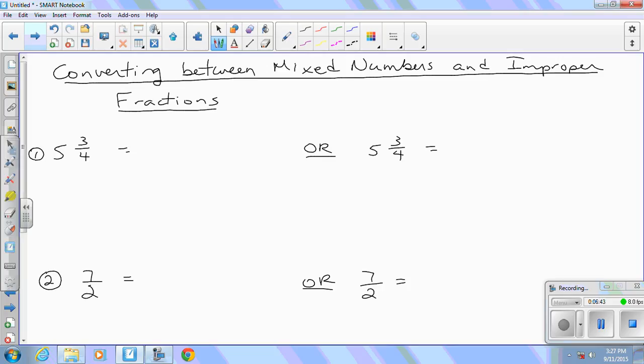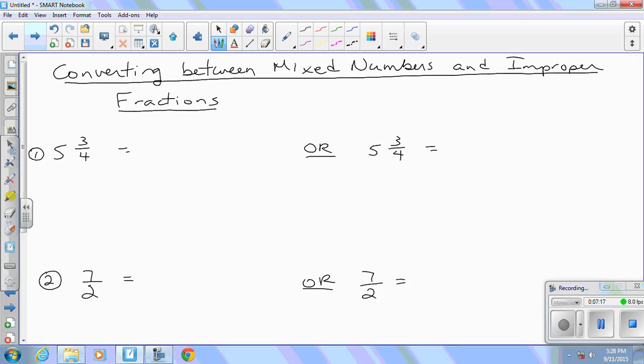If I tell you I need 5 3/4 cups of sugar, it's easy to envision. If I tell you I need 7/2, it's less easy to envision. So when you're thinking about the amount of something, the mixed number might be preferred. But if I actually have to multiply or divide the fractions, I really want to have them in improper fraction form so that they're easier to work with. So you need to be able to flip between the two methods. So there's a couple of ways of doing that.